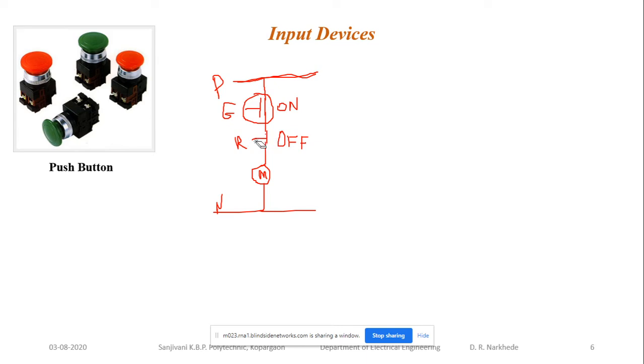Now when I press the red push button, what happens? After pressing the red push button, this circuit gets open. When this circuit gets open, the path for the flow of current gets interrupted, and my current is available up to this point, but it does not flow through the motor, and your circuit gets disconnected. Now this is the basic working of your input type push button. This is the most commonly used input device in all the industries.